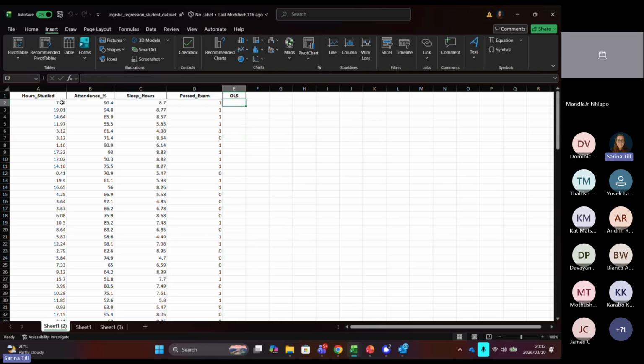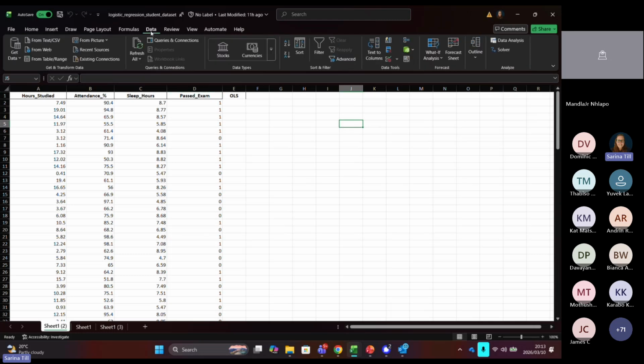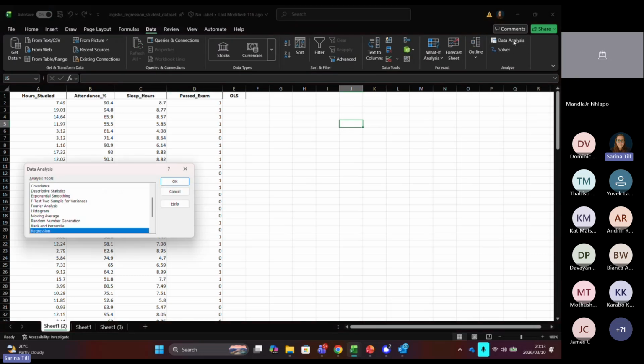Okay, so let's go do our first initial iteration. So we know these guys passed. Okay, these guys didn't pass. And if you look at it, the guys that didn't pass, the hours studied is generally low. I'm just eyeballing this. Okay, right. So let's go say, okay, we would like to do this. So we are going to make our lives very easy. We are going to go to data. We're going to go to data analysis, regression.